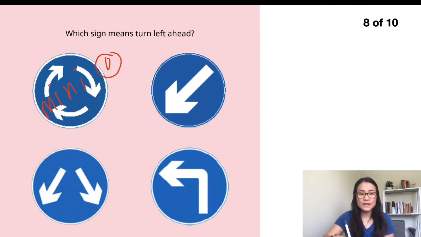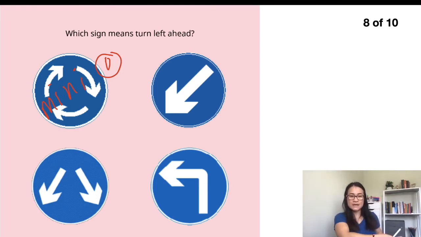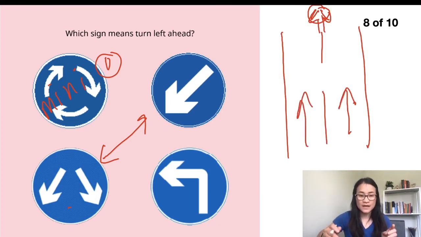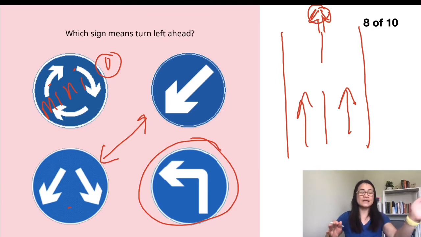This second one here means keep to that lane. So if this arrow is pointing to the left, it means you have to keep to the left lane. It's a similar thing here. This one means you can take both lanes, either left or right, and it will take you to the same way. The last one here means turn left ahead. When you see this sign, you must turn left.